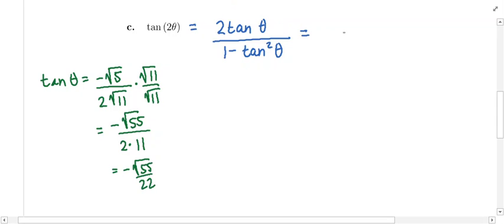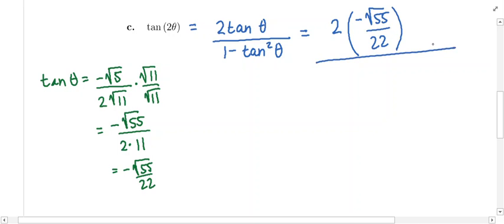Okay, so let's go ahead and do that. We're going to have 2 times the tangent of theta. That's going to be 2 times negative square root of 55 over 22. And then we're dividing that by 1 minus the tangent squared of theta. So write down the tangent, negative square root of 55 over 22. We need to square this value. We're going to simplify this, and then we will be done.